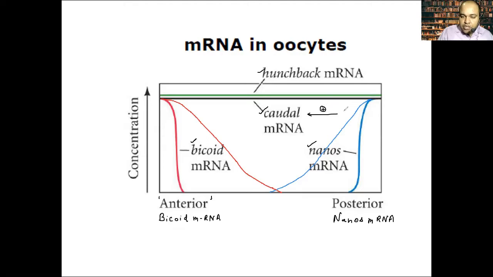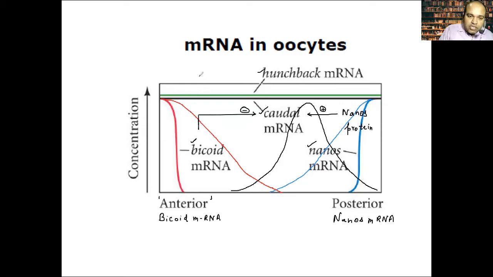Which protein acts as a positive modulator? Nanos protein. Nanos protein is the positive modulator of caudal. So once it activates caudal, how is the caudal expression altered? Caudal is going to be expressed in the presence of the nanos protein to its highest level. And bicoid protein is the negative modulator of caudal.